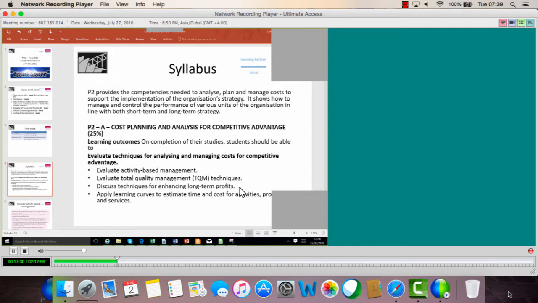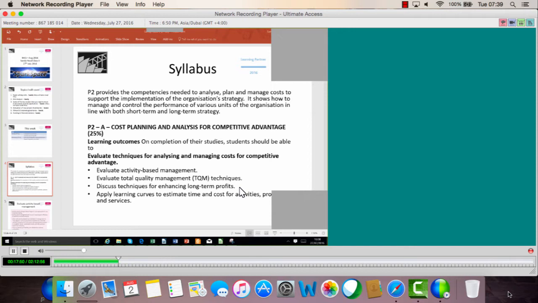Then we'll look at discussing techniques for enhancing long-term profits, and I will show you the indicative content in a minute so that you will see what that's made up of. But certainly we're looking at target costing and life cycle costing.